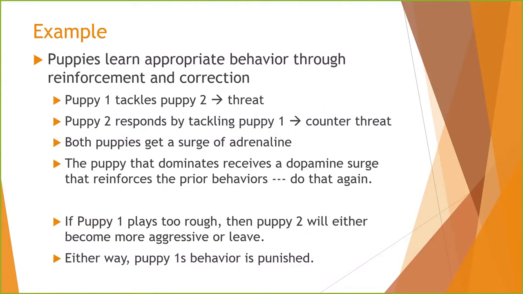It's a basic skill. Puppy number two picks it up as a threat, and it's not a threat like I'm going to have to kill my brother. It's a threat of, oh no, you are not going to be the top dog. So the two of them start wrestling. You have a threat and a counter threat. Both of them are trying to figure out who's going to be top dog. Both puppies get a surge of adrenaline. The puppy that dominates at the end receives a dopamine surge that reinforces those behaviors. He's like, yeah, I'm the top dog. So he's going to probably do that again, and he may take on other puppies in the litter.